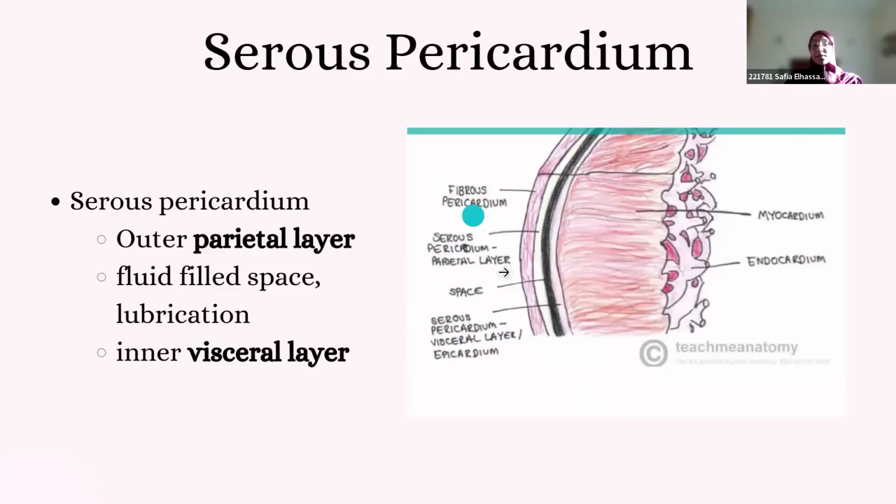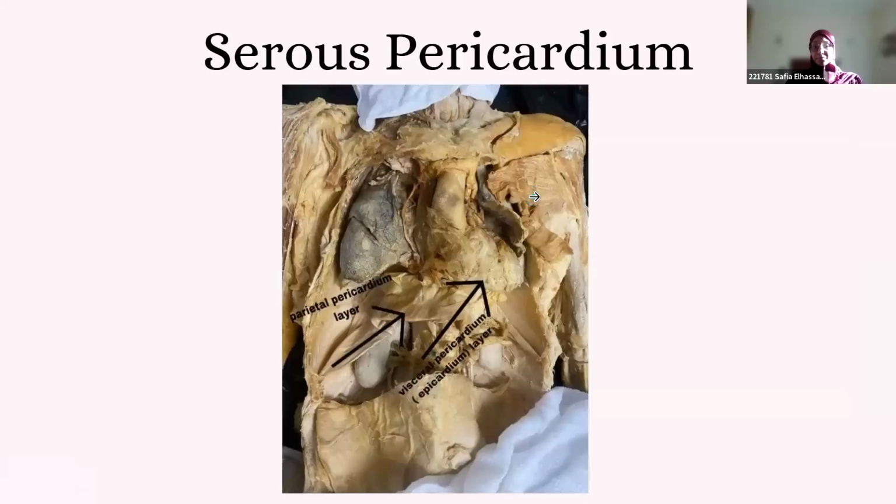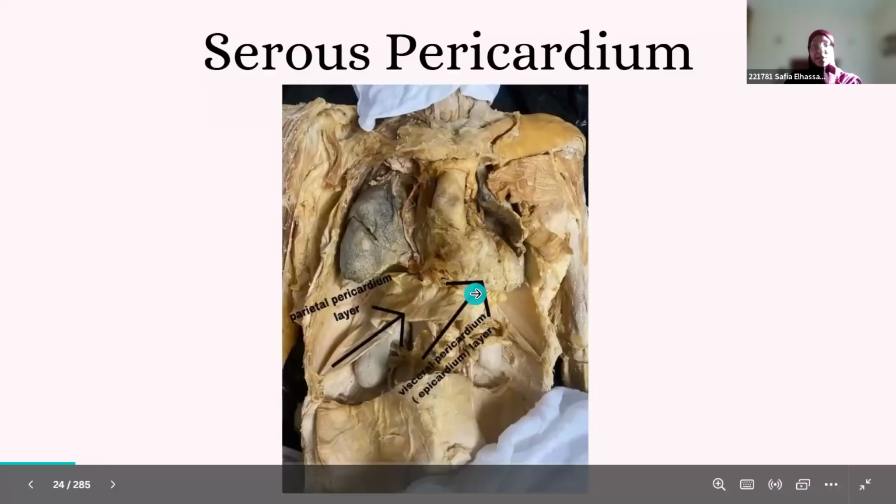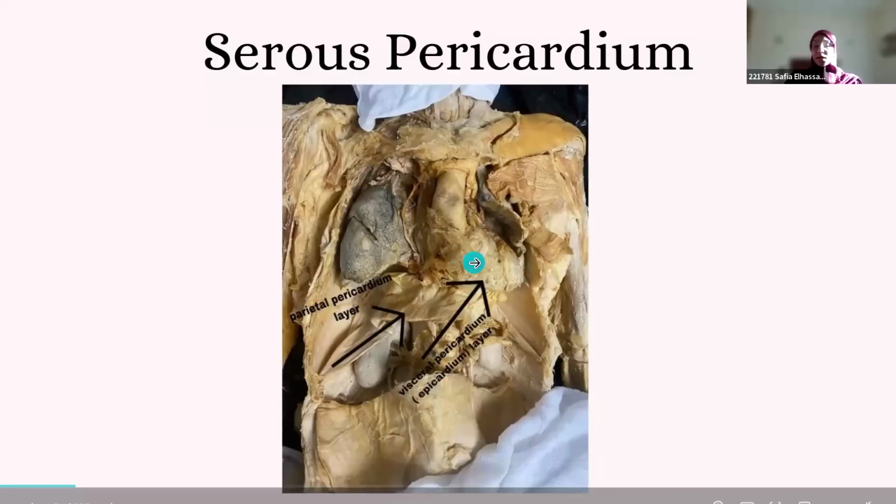Between the outer parietal layer and the inner visceral layer, we have a space, a fluid-filled space called the pericardial cavity. And the function of this fluid is basically for lubrication, so that when the heart expands, these 2 layers do not rub against each other. So here's a cadaver picture of the serous pericardium. You can see that we've peeled back the parietal pericardium layer, and this is the visceral epicardium. You can't peel this back because, as we mentioned before, it is directly adherent to the organ.